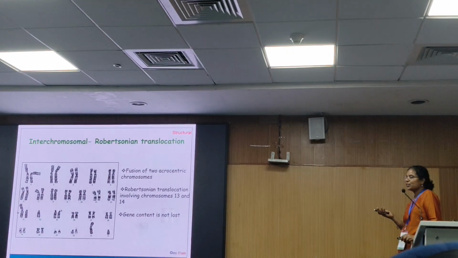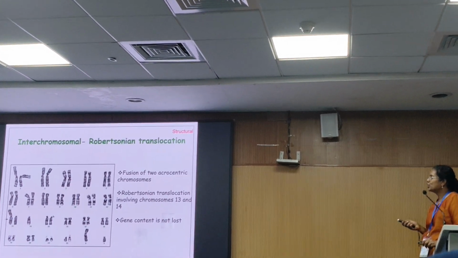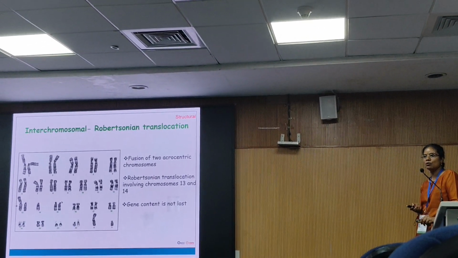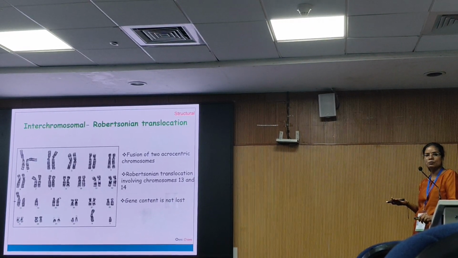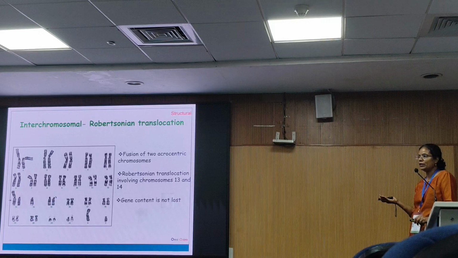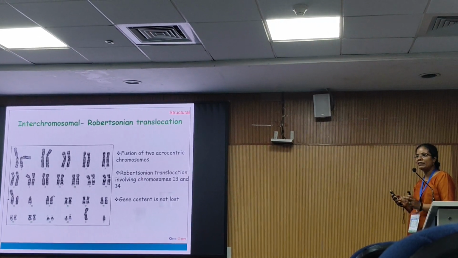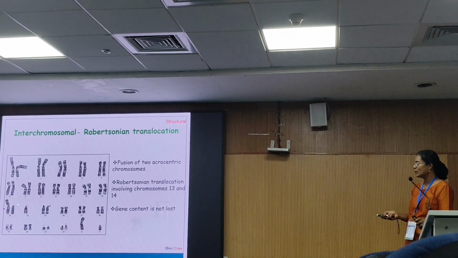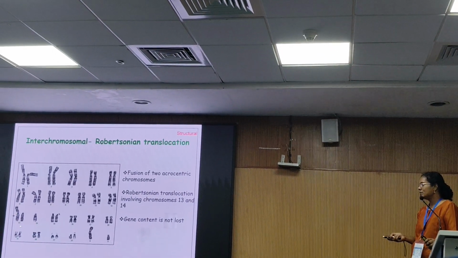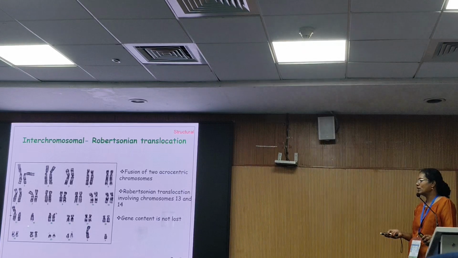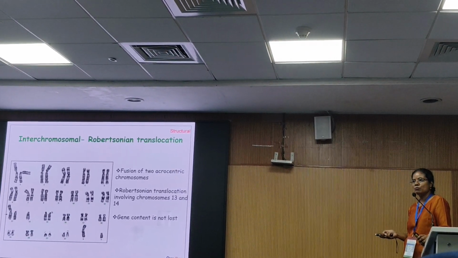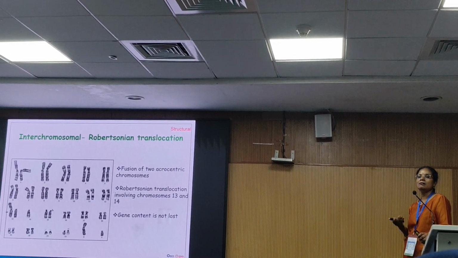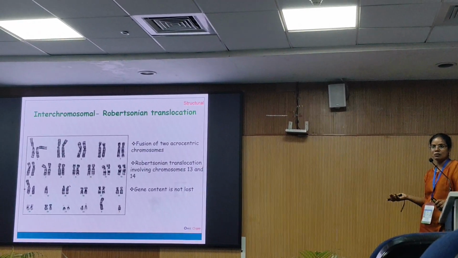Interchromosomal translocation, as I told you, has another type called Robertsonian translocation. This is a fusion of two acrocentric chromosomes. In humans we have 5 pairs of acrocentric chromosomes: 13, 14, 15, 21 and 22. Anything happening between these 5 pairs we call a Robertsonian translocation. Here you can see one between chromosome 13 and 14. This is 45 chromosomes only, but the carrier of this translocation will still be normal. The problem comes only when there is a problem in meiosis for his offspring.